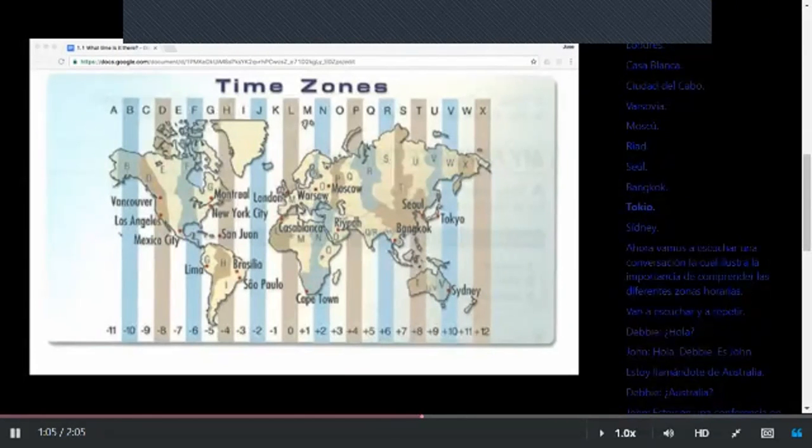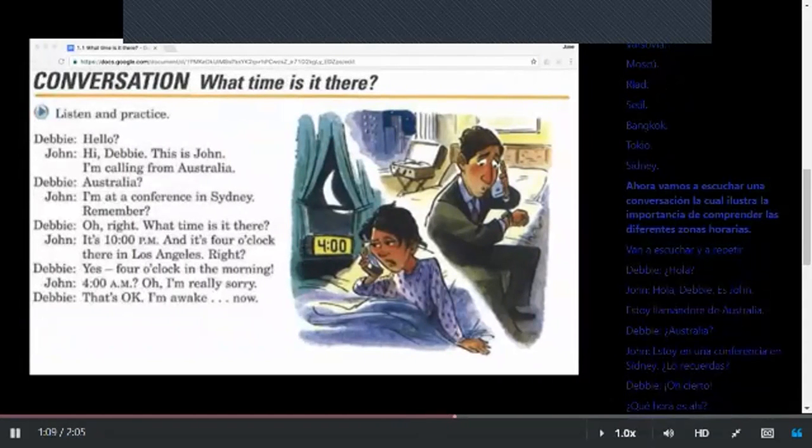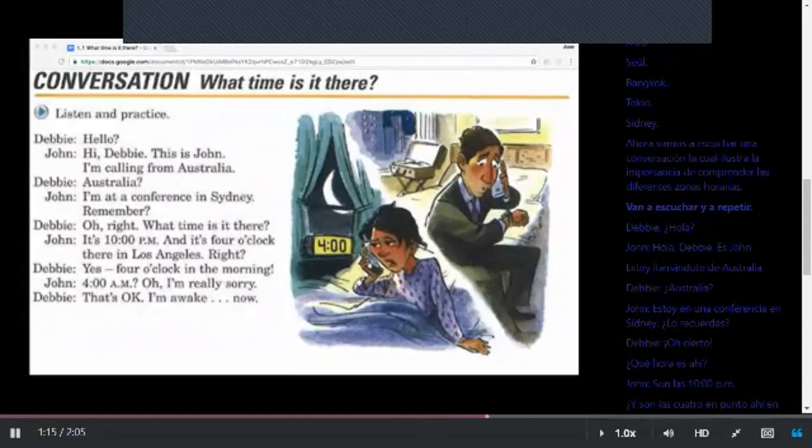Tokyo, Seoul, Sydney. Now let's listen to a conversation which illustrates the importance of understanding different time zones. Let's listen and repeat.